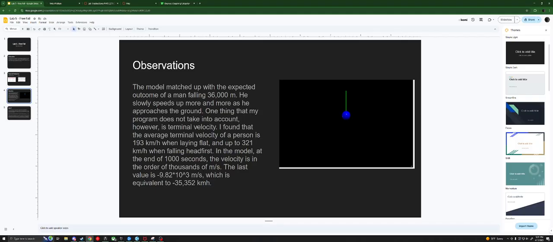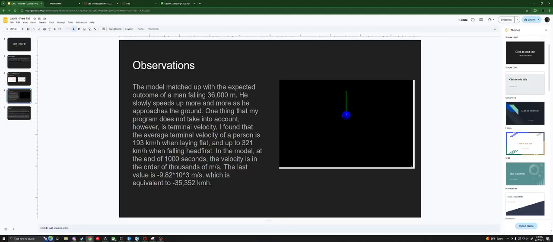I was still curious about terminal velocity and how fast he could actually go with air resistance taken into account. So I did some research and found that the average terminal velocity of a person is about 200 kilometers per hour if they're lying flat. If they dive headfirst, it can go all the way up to 321 kilometers per hour.